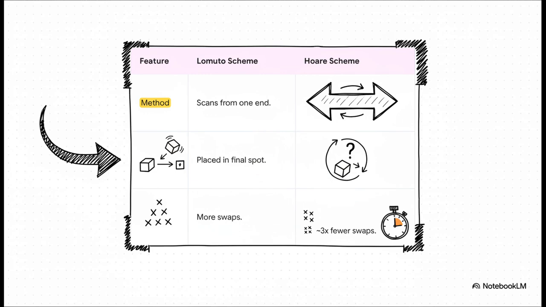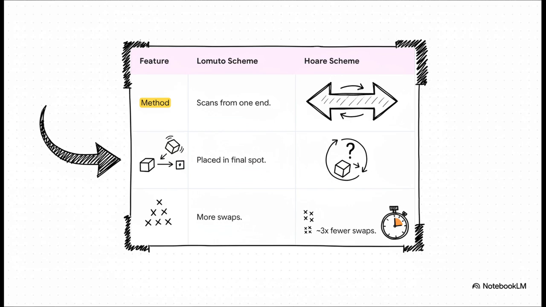The Lomuto scheme is a bit easier to wrap your head around. It just scans from one end. The Hoare scheme is kind of clever. It scans from both ends at the same time, moving in towards the middle. It's definitely more complex, but that complexity pays off. Hoare's method ends up being way more efficient, doing about 3 times fewer swaps on average, which makes it a lot faster in practice.